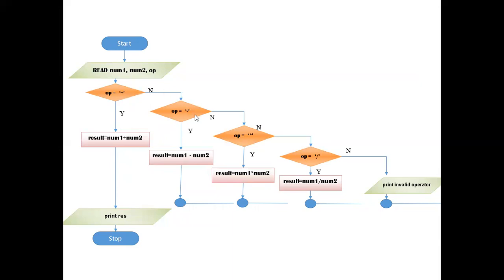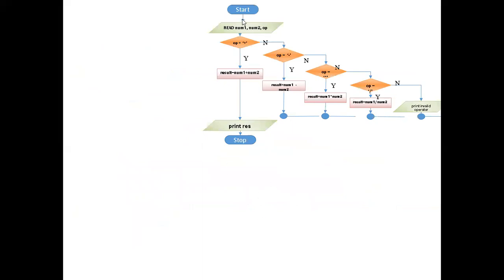If the operator is minus, then result is equal to num1 minus num2, and then print the result and stop. Go to the next part: operator is equal to star, then result is equal to num1 into num2, and print the result and stop. Again, go to the next part: operator is slash, then result is equal to num1 by num2, and print the result. If any other character is input, that is, if there is no matching case, print that it is an invalid operator.